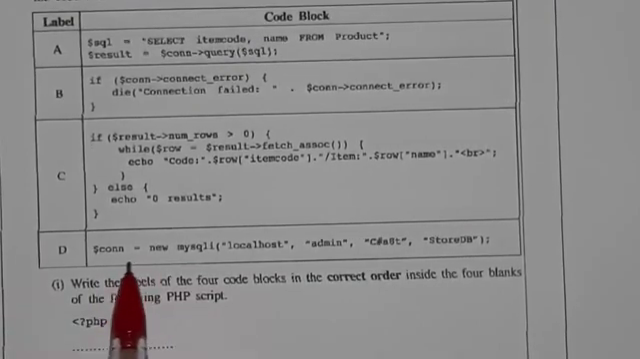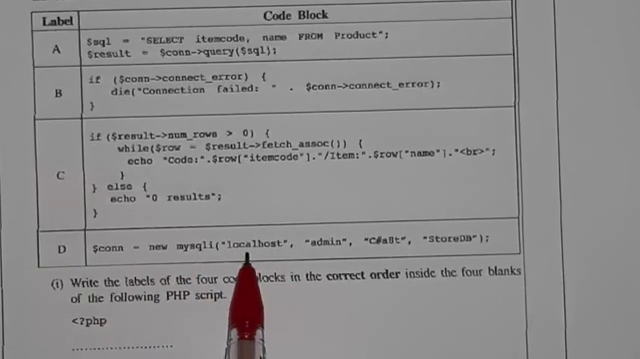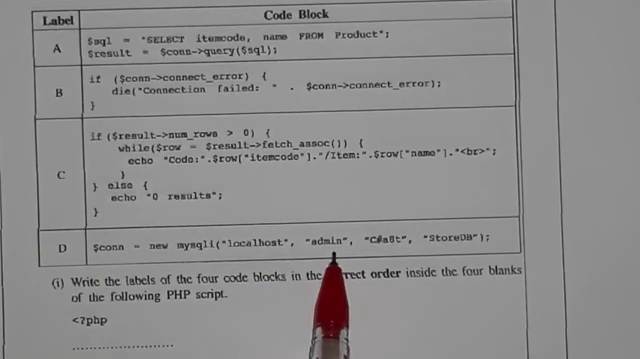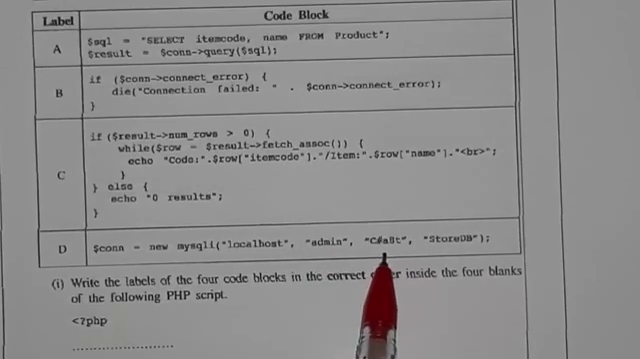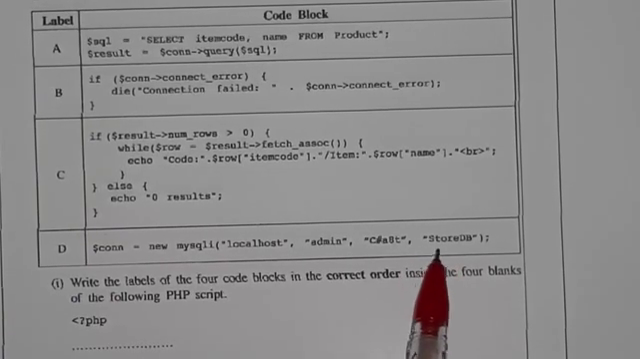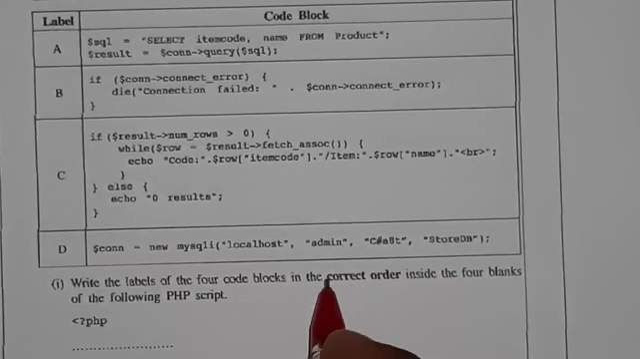This one, new mysqli, localhost. It's the server. The server is running in the same machine. The username admin, password, and the default schema, the name of the database. This is the first one. The first line you have to use the D. I will write here D.